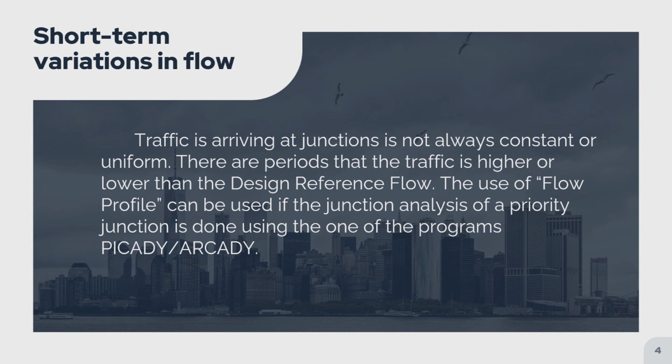In the case of a priority junction, this adjustment should be applied to the design flows on both minor and major arms. In the case of a roundabout intersection, this factored flow will impact not only the entry flows to the roundabout but also the circulating flows within the intersection.